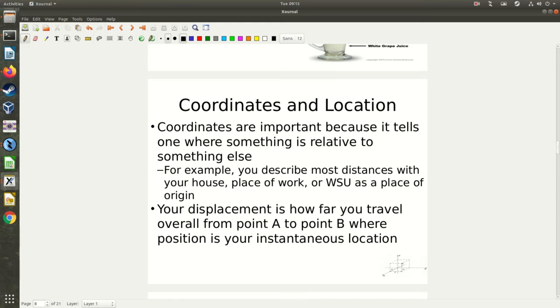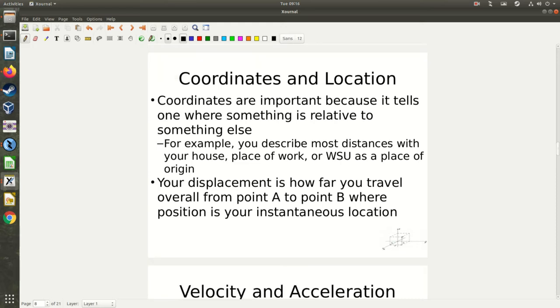coordinates of location. Coordinates are important as they tell you where one object is relative to everything else. For example, you describe most distances with your house, place of work, or WSU as your place of origin. Especially if you're looking up how long it is going to take to get to Kingman.